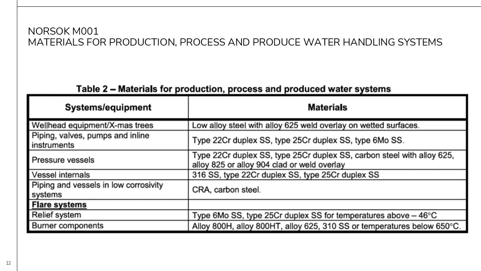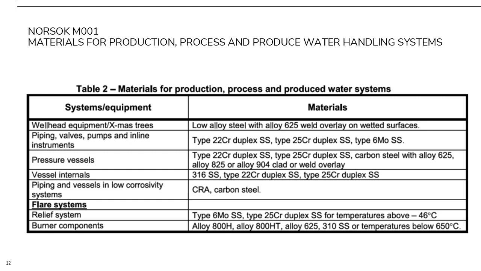Number 3. Pressure vessels. For pressure vessels, the options include Type 22CR and 25CR duplex stainless steel, as well as carbon steel with alloy overlays such as alloy 625, alloy 825, or alloy 904. These overlays can be applied as cladding or weld overlays to enhance corrosion resistance.